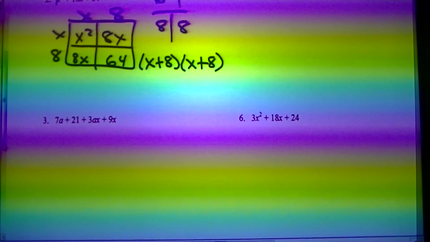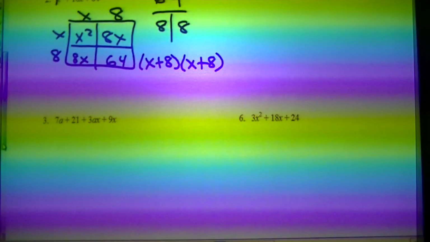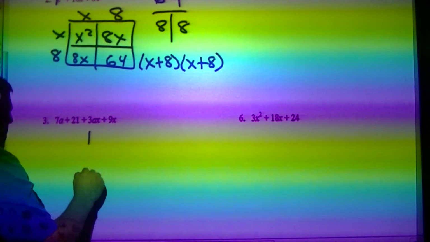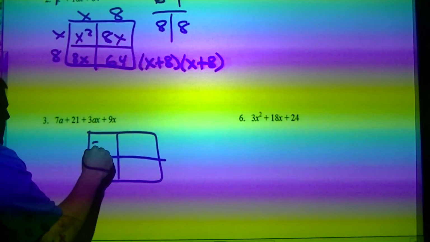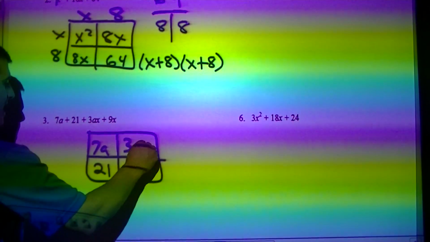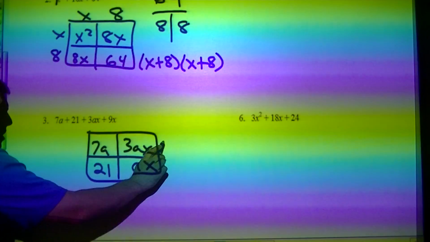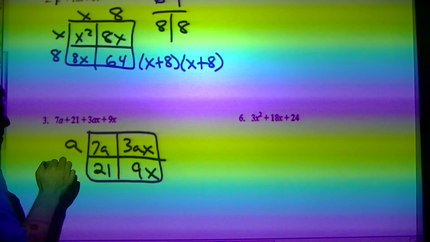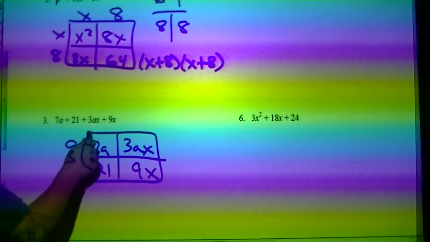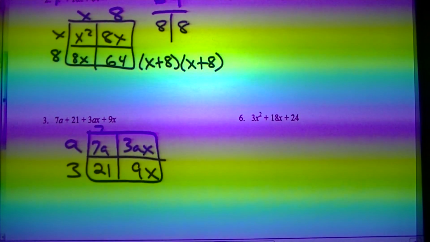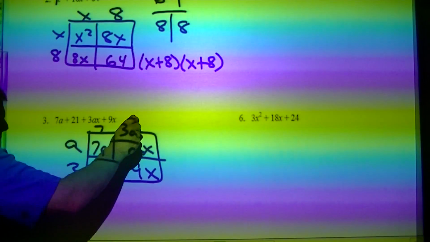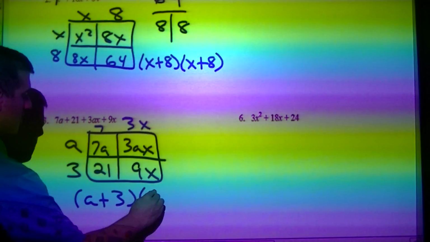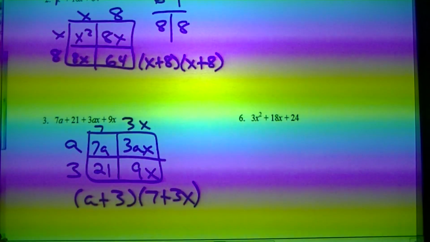Here's a grouping one, just like these. I look across, no variables in common, no numbers in common. So I'm going to fill in the boxes: 7a, 21, 3ax, 9x. If I look across this way, the only thing I can take out is an a, no numbers. This way, no variables, but I can take out a 3. This way, I can take out a 7, but no variables. This way I can take out x. I can also take out 3. So what I got is a plus 3, 7 plus 3x. Those are the factors for that one.